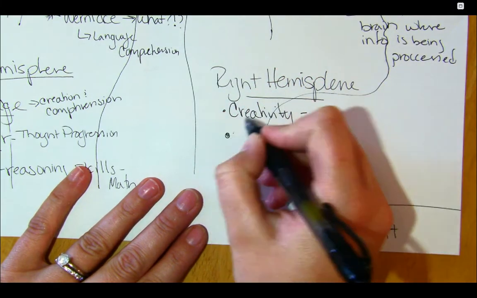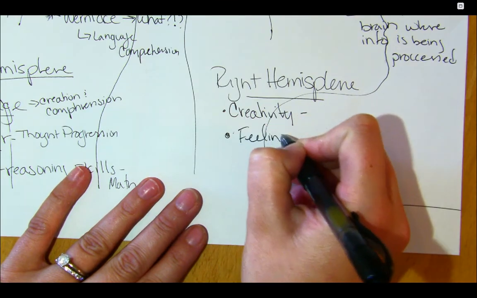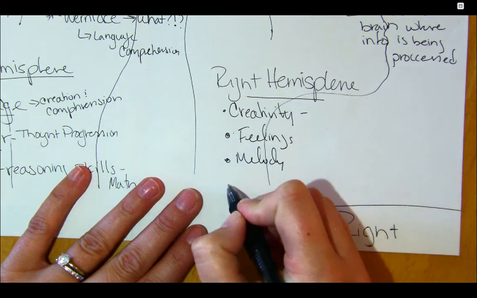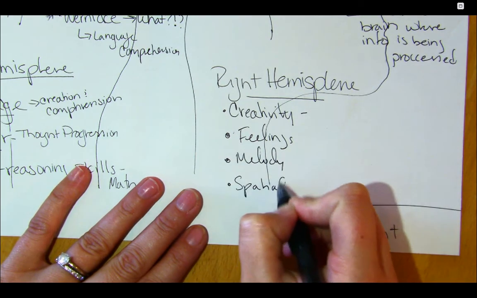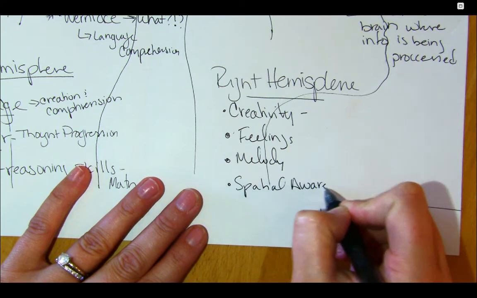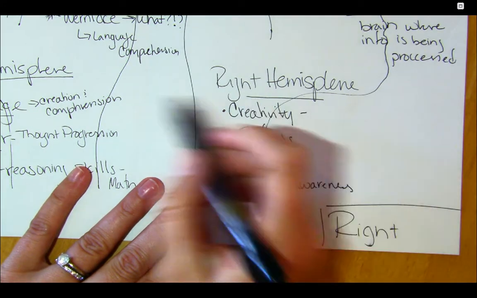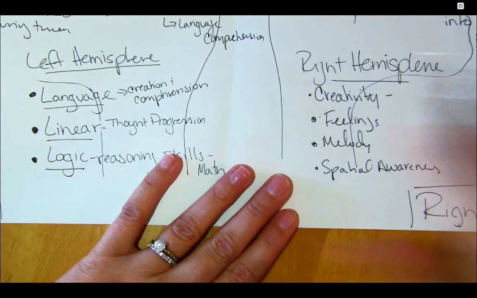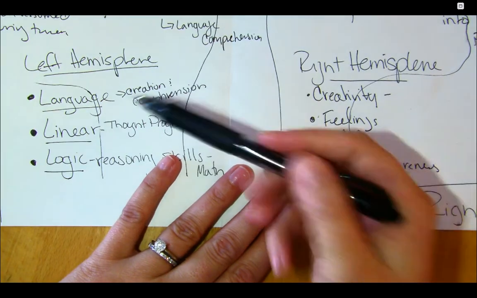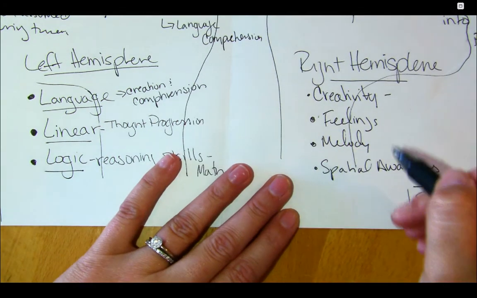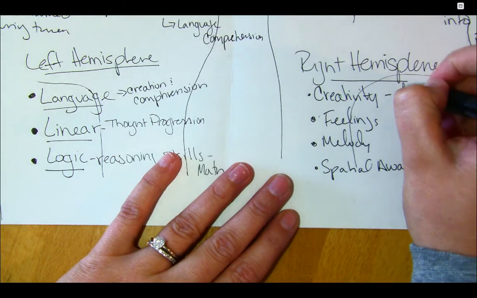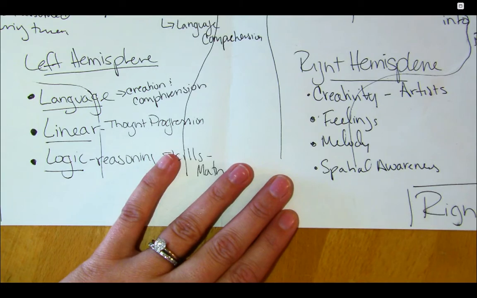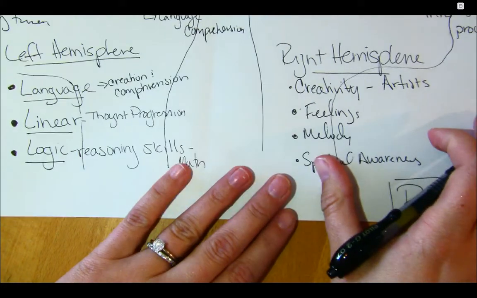Okay, it's creativity, it's feelings, it's melody, and it's spatial awareness. Okay, so left, language, linear, logic, right hemisphere is everything else. When in doubt, if it is not language, linear, and logic, it has to be right hemisphere. So creativity, those are your artists. Okay, those are people who think outside the box. These are everyone who is not Samantha Bennett.